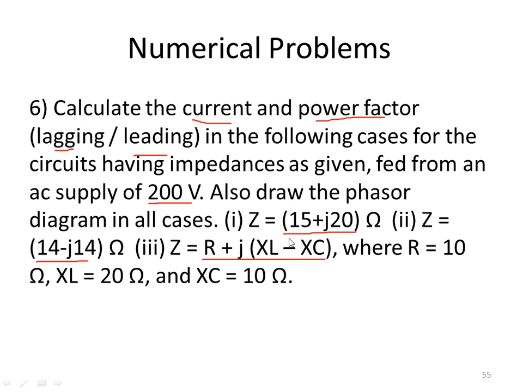Coming to the first one. In the first one, Z is given as 15 plus j20 ohm. This is basically in the form of R plus jXL ohm. That means this is basically an RL series circuit.